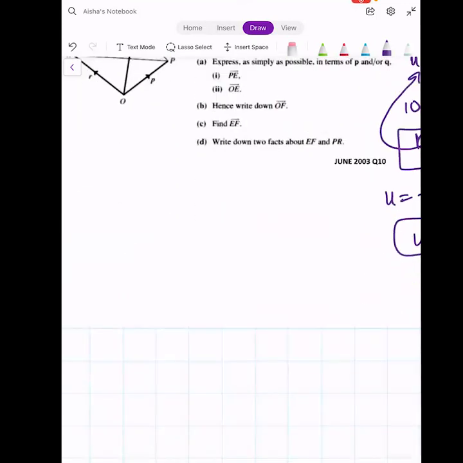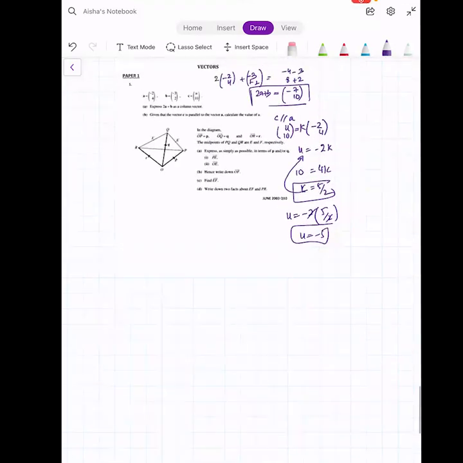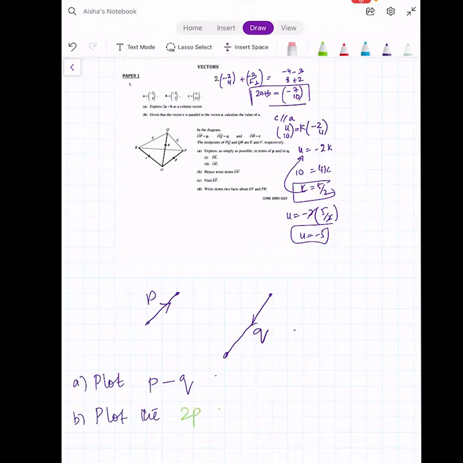Another important question to expect in this topic is, let's suppose this is P and let's suppose this is Q. Now they will say plot P minus Q or plot the point 2P. Okay, so let's plot P minus Q. First of all, P vector is 2 and 2. Minus Q is 1, 2, 3, 1, 2, 3, 4. So 2 plus 3 is 5 and 2 plus 4 is 6. So if I have to plot P minus Q, it's going to be 1, 2, 3, 4, 5, 1, 2, 3, 4, 5, 6.